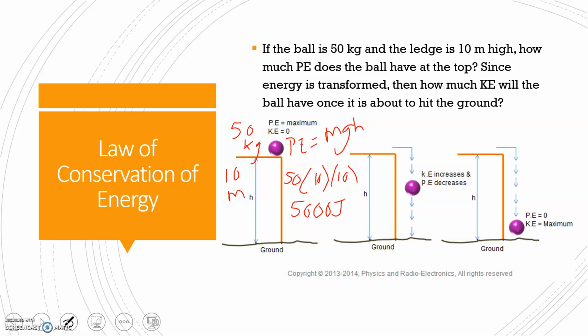And then it says, since energy is transformed, how much kinetic energy will the ball have once it's about to hit the ground? So how much kinetic energy would it have looking at this ball at the bottom? This ball here is the same ball as up there, so as it's hitting the ground, how much kinetic energy would it have? Well, since the law of conservation states that energy is not lost but only transformed, if it has 5,000 joules of potential energy at the top, that means it's going to have 5,000 joules of kinetic energy at the bottom. So that potential energy at the top was transformed into kinetic energy at the bottom.